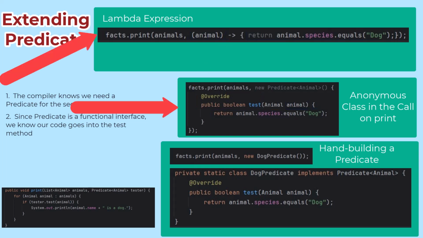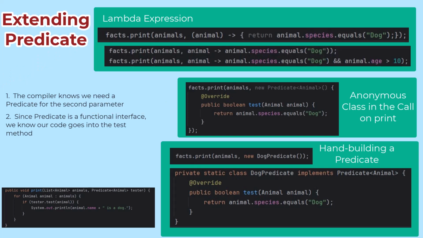These two pieces of code say exactly the same thing. And if we only have one statement in our method, we can simplify this one more time by getting rid of the curly brackets. So our first requests to print the dogs and to print the old dogs is built with these two lines of code, which call the print method in our animal facts class. Remember, this is building an anonymous class that puts this piece of code into the one required method of the predicate class.